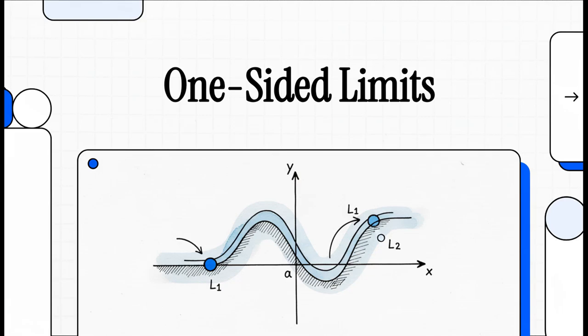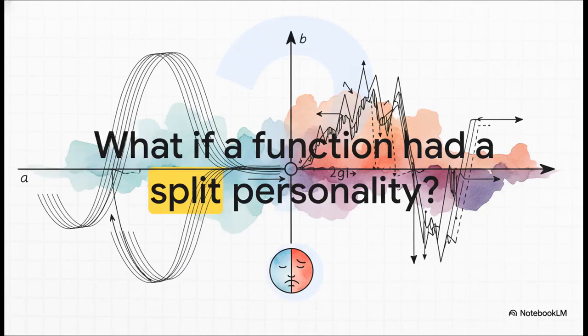All right, let's dive into one of those ideas in calculus that's just absolutely foundational. One-sided limits. This is the tool that lets us get super precise about how functions behave, especially when things get a little weird. So, think about this for a second. What if you had a function that acts one way if you're coming at it from the left, but acts completely differently if you approach from the right? You've got a single point, but two totally different stories. How on earth do you describe that with math?